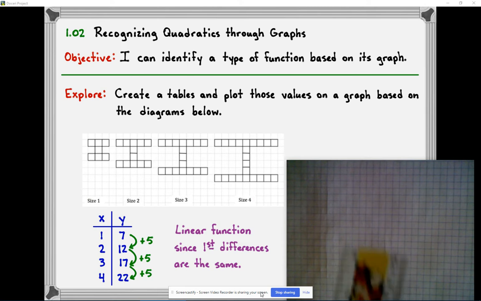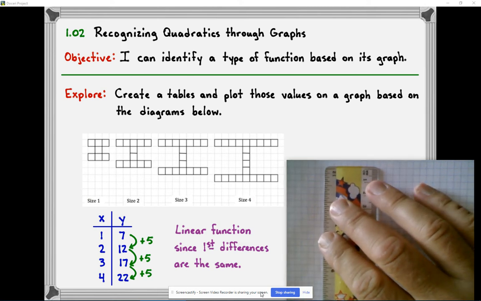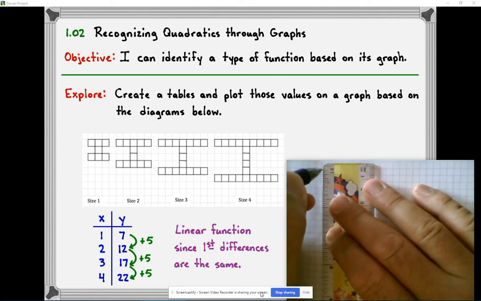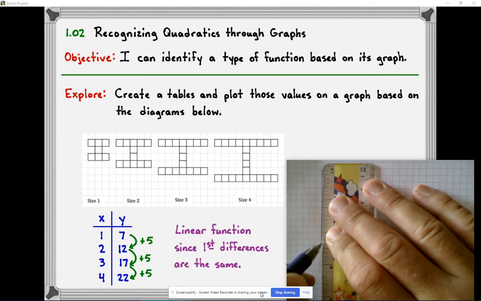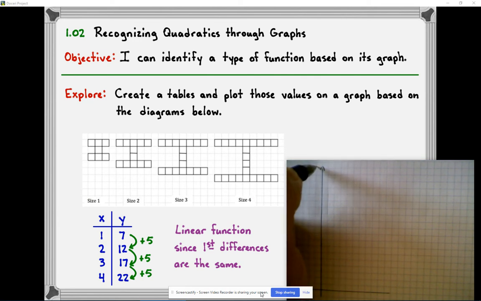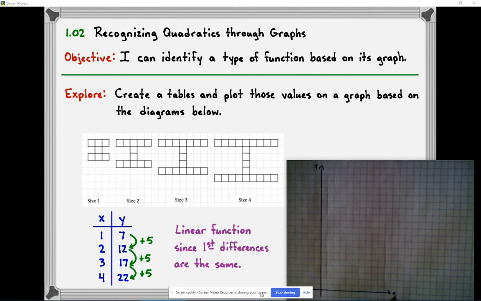And so we can see as a result of this, this is a linear function because the first differences are the same. All right, from here though, it says to go ahead and graph or plot those points in a graph. So I'm going to go ahead and do that here. It's going to be a pretty big graph because we have 22 as a height for the last one. So let's go ahead and let's see, go to 4. So we'll go ahead and just draw it out to there.